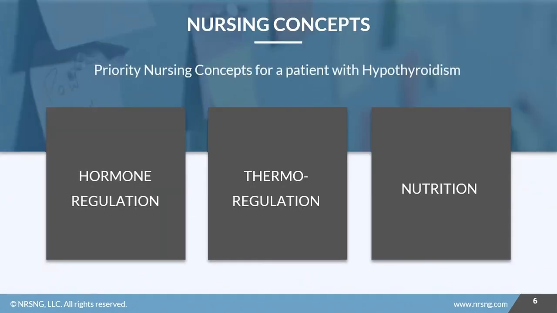Now, our priority nursing concepts for a patient with hypothyroidism are still going to be hormone regulation, thermoregulation, and nutrition. They are hypometabolic. So we want to make sure they have high quality nutrition intake, that they're taking their meds appropriately, and that we're monitoring for and preventing that myxedema coma. Make sure you check out the care plan attached to this lesson for more detailed nursing interventions.